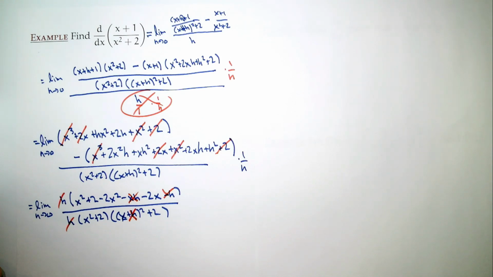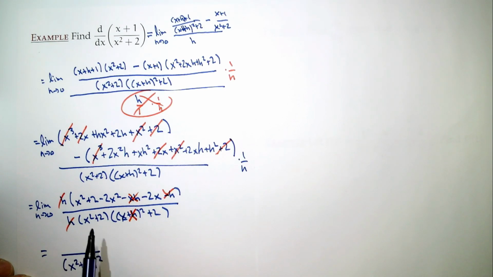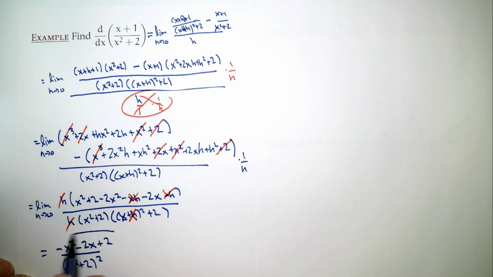So, we can conclude, well, downstairs, it's x squared plus 2 times x squared plus 2. So that's x squared plus 2 squared. Upstairs, we have x squared minus 2x squared. That's minus x squared. There's a minus 2x, and then there's a plus 2. And there you go. Nice. Well, maybe that wasn't so bad. Maybe we can keep limits.